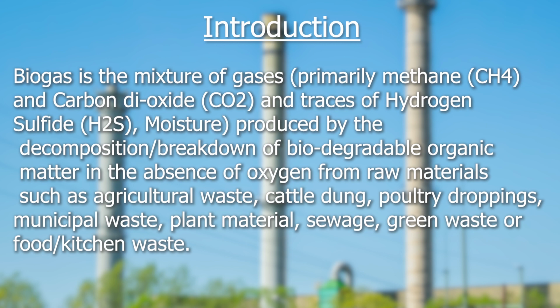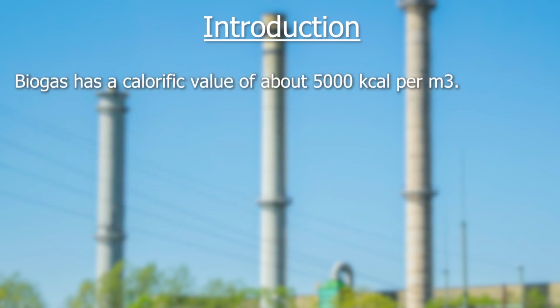Biogas is a mixture of gases, primarily methane, that is CH4, and carbon dioxide, that is CO2, and traces of hydrogen sulfide, that is H2S. Other than this, there is moisture, produced by the decomposition and breakdown of biodegradable organic matter in the absence of oxygen from raw materials such as agriculture waste, cattle dung, poultry droppings, municipal waste, plant materials, sewage, green waste or food kitchen waste. Biogas has a calorific value of about 5000 kilocalorie per meter cube.